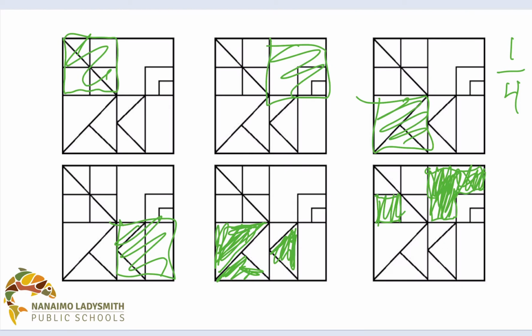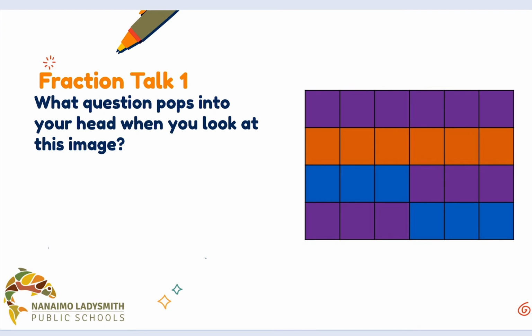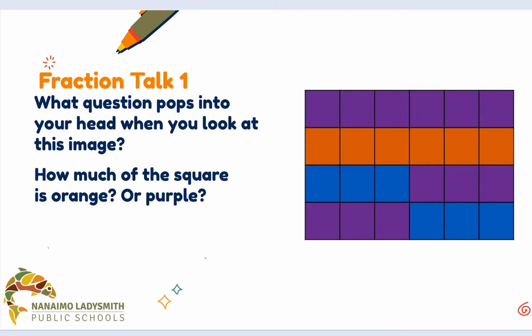So as we get into our fraction talks, we want the students, again, to be thinking about the area or the fraction that's represented by a shape. And when we look at this, what's one of the questions that might pop into your head if we're using that as our driving thinking? Well, one of the things we might think about is how much of the square is orange or purple. This might be one of the first questions that we might ask the students.